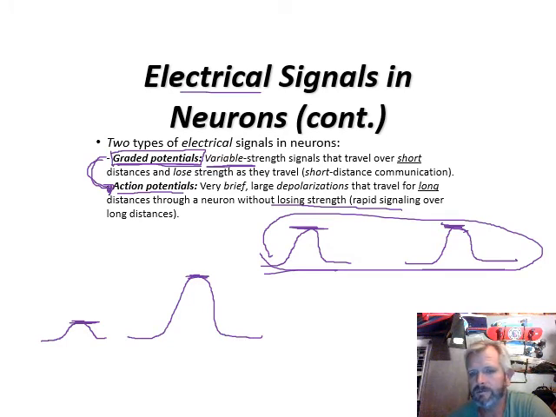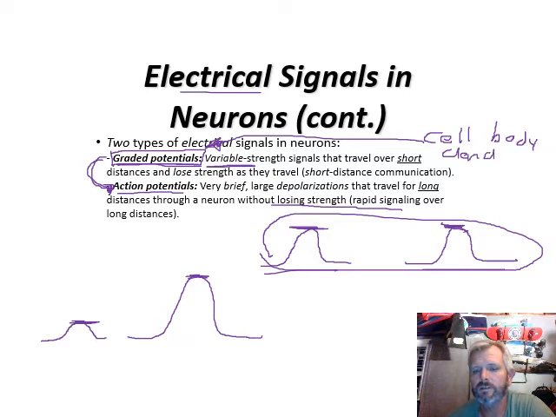our action potentials. Okay, remember these are happening at the input end. They are happening at the cell body and the dendrite. Okay, these changes in potential. And to cue our action potential, what we're going to need is a large enough depolarization to cue our action potential.